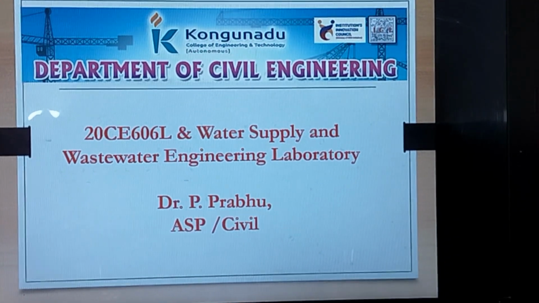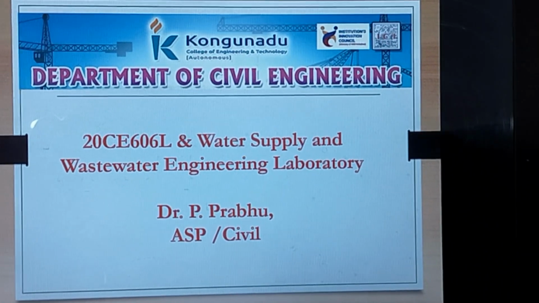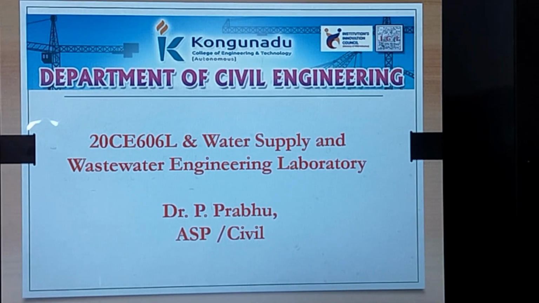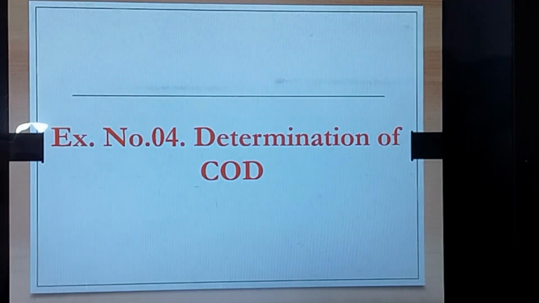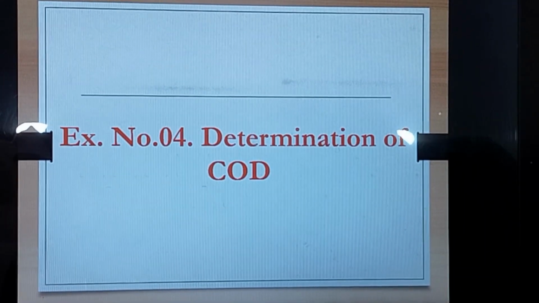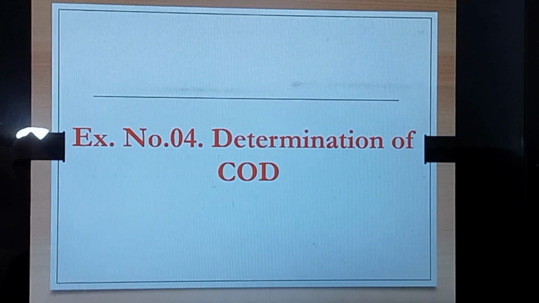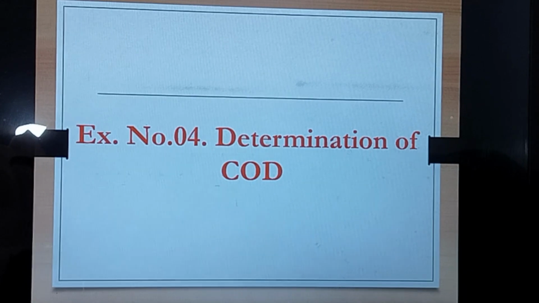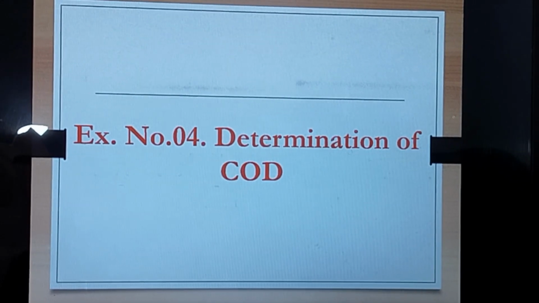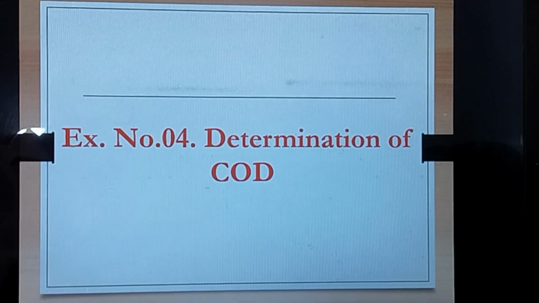So in the laboratory series, you can see the water supply and wastewater engineering laboratory experiment. We are seeing water supply and wastewater laboratory experiments, and today we are going to see determination of COD. All of you know that COD is the chemical oxygen demand test, which measures how much dissolved oxygen is consumed when organic matter and inorganic components are oxidized in the water.